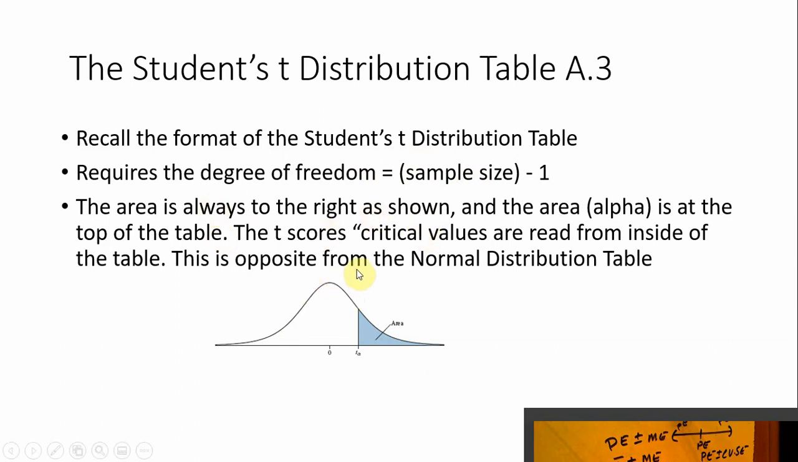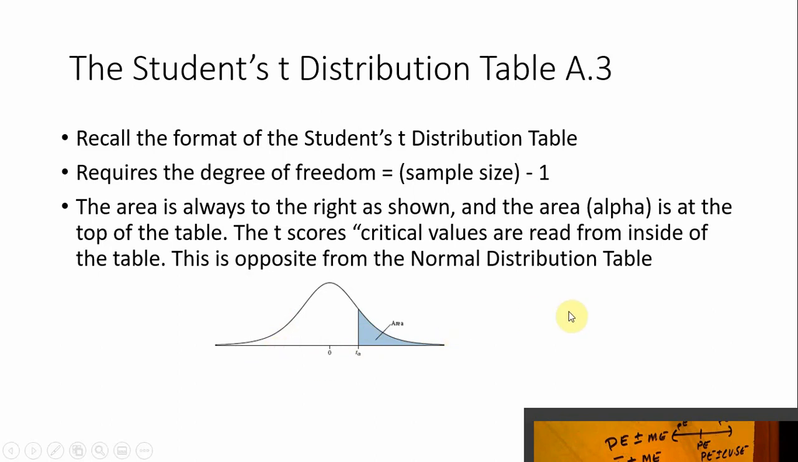Here, if you go to the top of A.3, it gives you the picture, and the area is to the right, and here's the T alpha that they're talking about on the inside. This could be a T alpha over 2, and it would be symmetric. So if you needed a left side, it's just symmetric over on the other side. It'd just be a negative value.